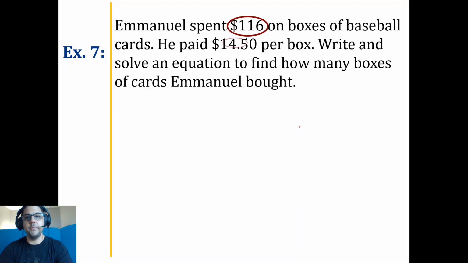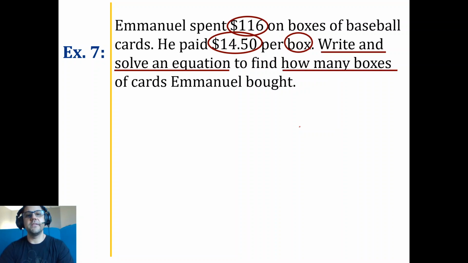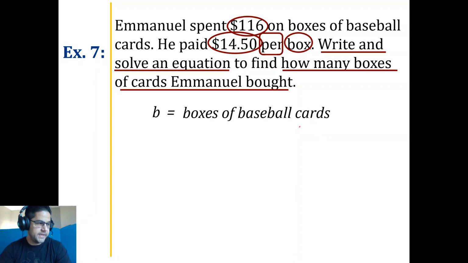So that means it would be $14.50 multiplied per box, right? Maybe B for box for a variable. We're going to write the equation and then solve the equation. 8th graders do this all the time. Let's see here. So B, we're going to say, is the boxes of baseball cards, so that's a great variable there. $14.50 multiplied by the number of boxes that he bought is going to be equal to the $116. Perfect. So we have written our equation.